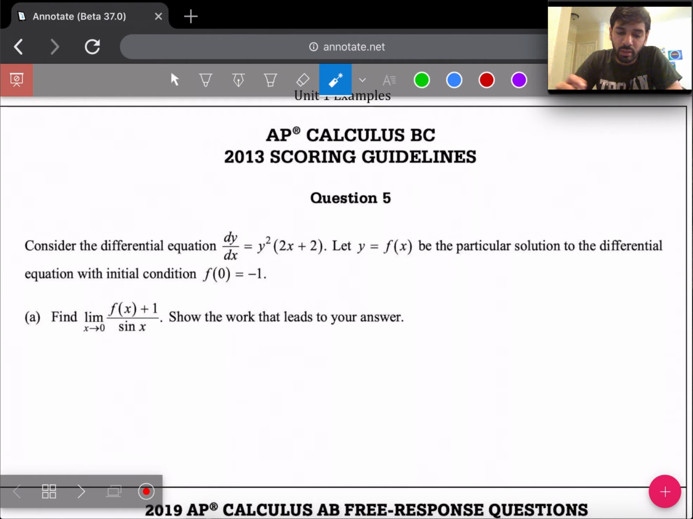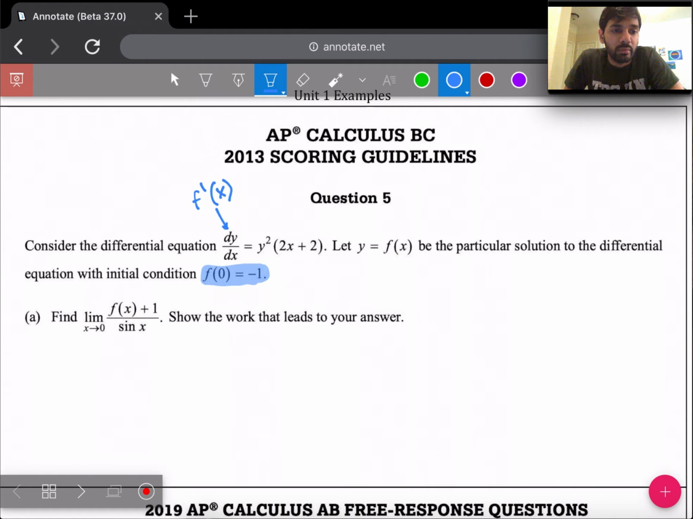So in this first part of problem 5 from 2013, it asks us to find this limit. And we have some information up here. So the first thing I'm going to put here is kind of what I know about dy dx. It's also the slope, or the first derivative, or in other words, f prime of x. And we also know some more information. We also know that f of 0 is equal to negative 1.